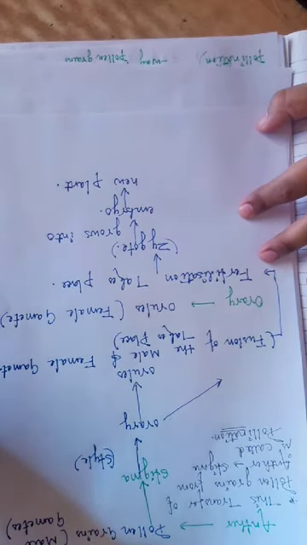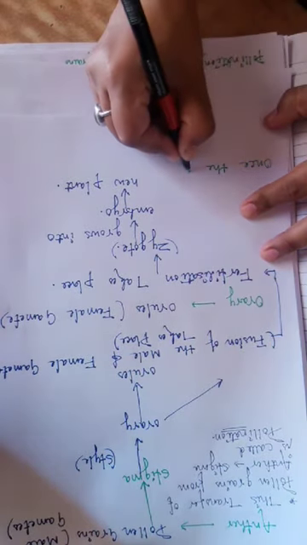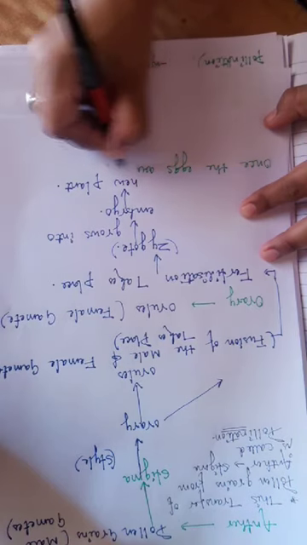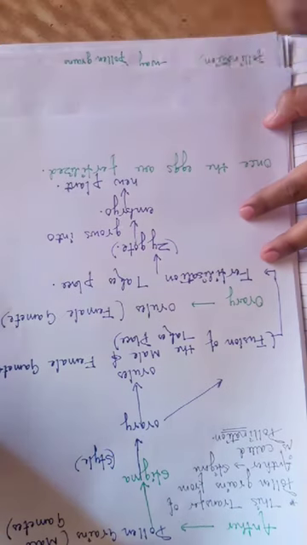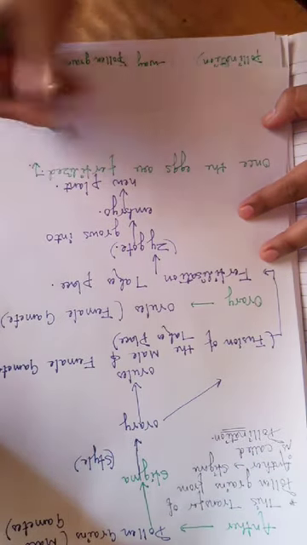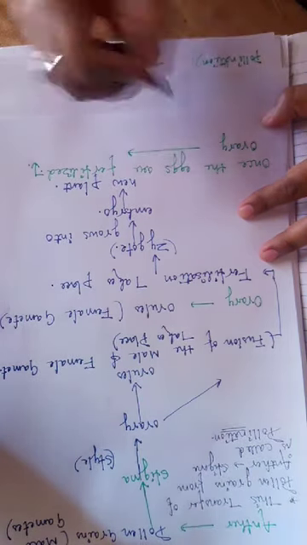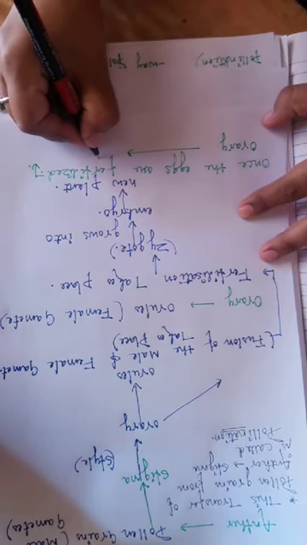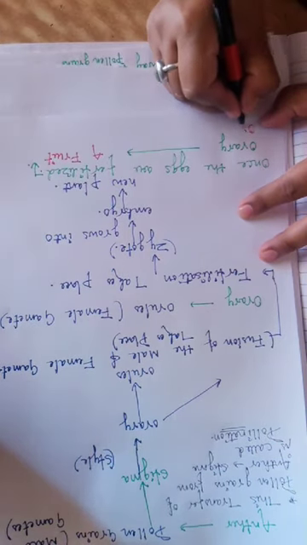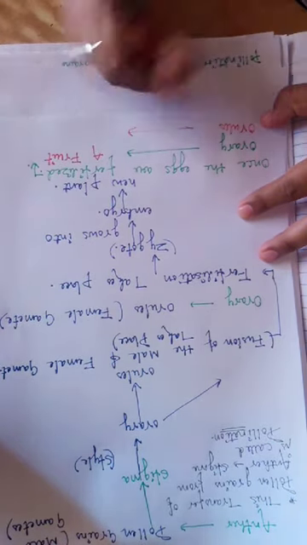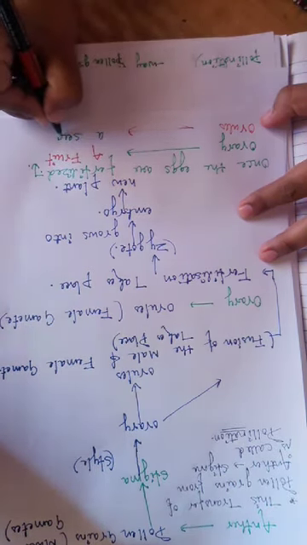And once the eggs are fertilized, the ovary grows into a fruit, and the ovules change into seeds.